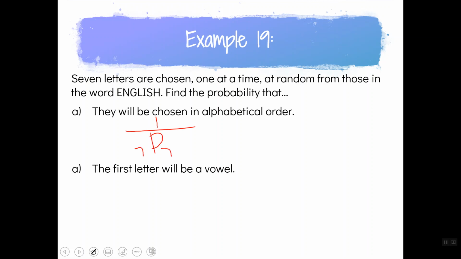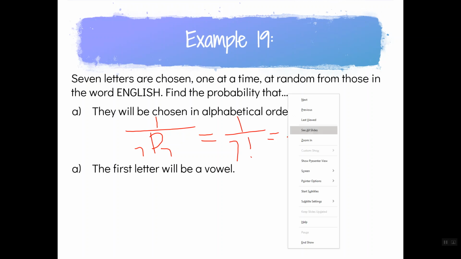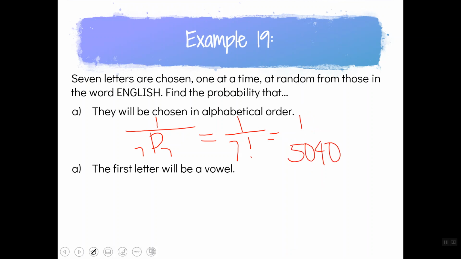So we just need to figure out how many different ways we could arrange those. So we have 7 letters and we want to use all of them, or you could think of it as 7 factorial. So 1 over 7 factorial, which is 7 times 6 times 5 times 4 times 3 times 2 times 1, or use the button on your calculator and you get 5,040. What are the odds that the first letter will be a vowel? Well, there's 2 vowels, so 2 out of 7.